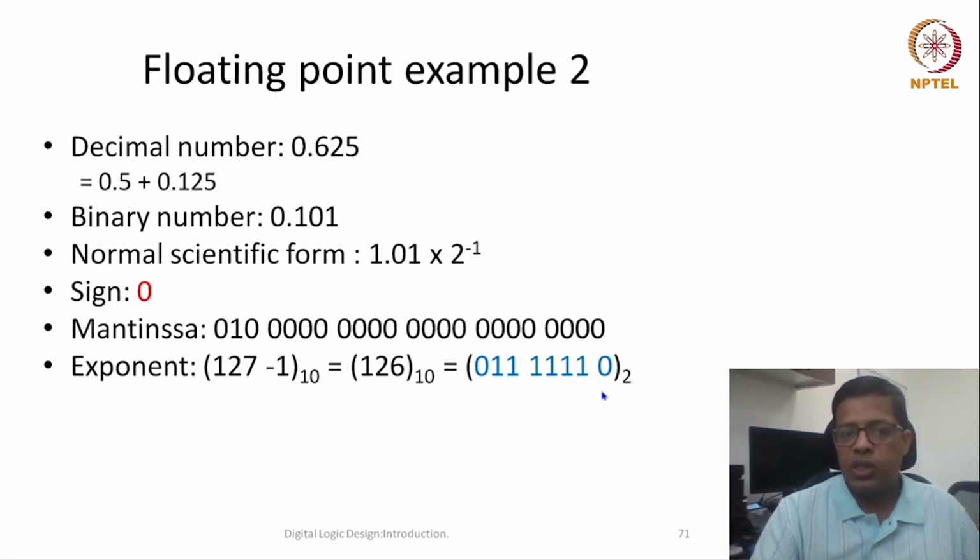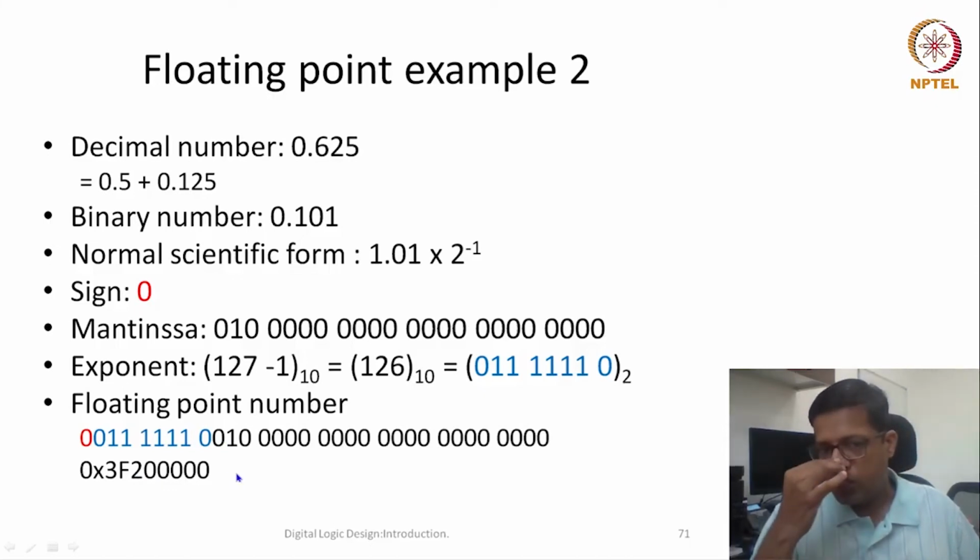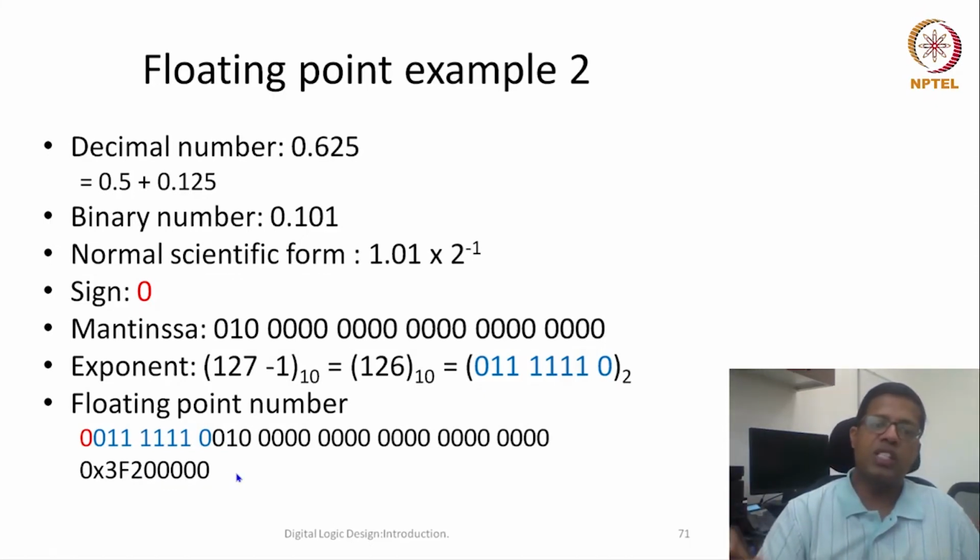So now I have all the information. I can club that information to create my floating point number. I keep the sign here at 0, then these 3 bits of the exponent, then these 4 bits of the exponent, then the last bit of the exponent, and then my mantissa of 0, 1, 0, and then the rest of the nibbles are zeros. So I can construct this. This becomes 0x3F20 followed by zeros, that is 3F2 and then 5 zeros. So this is the hexadecimal representation of the number 0.625.